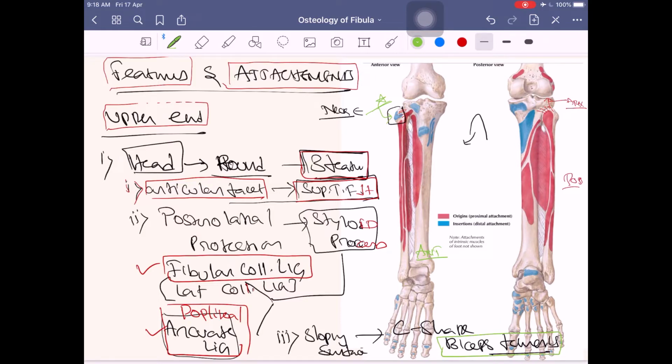So thereby, to summarize, the upper end forms a joint, it gives attachment to two ligaments, and it gives attachment to one muscle. So that is a summary of your upper end. So let us go to the app to see these things.